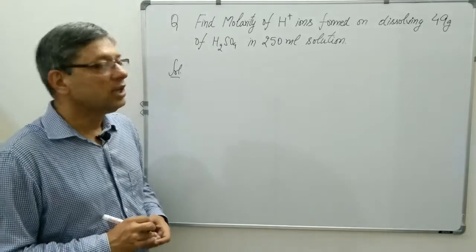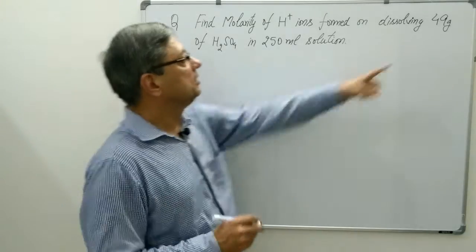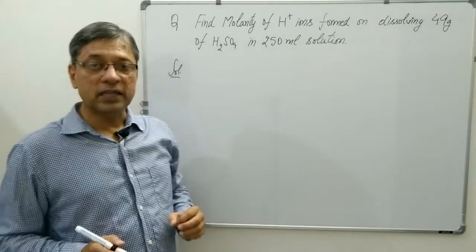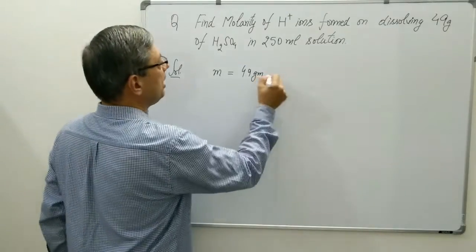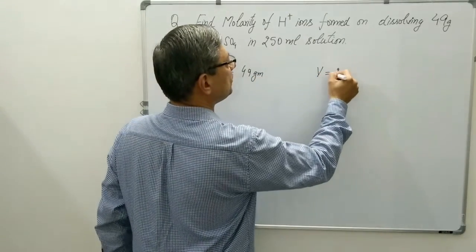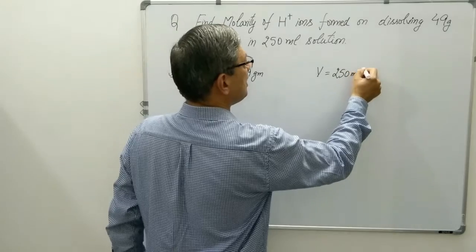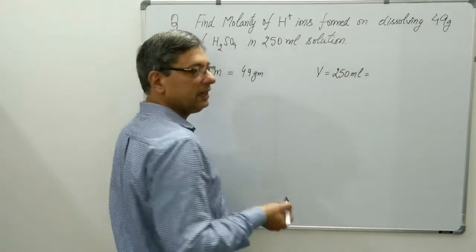What is given in the question? We are given two things, mass of sulfuric acid and volume of solution. And volume is given 250 ml. ml we can convert into liters by dividing by 1000.